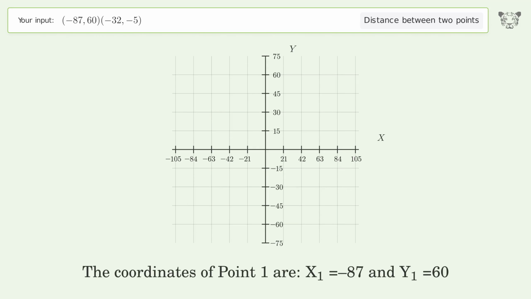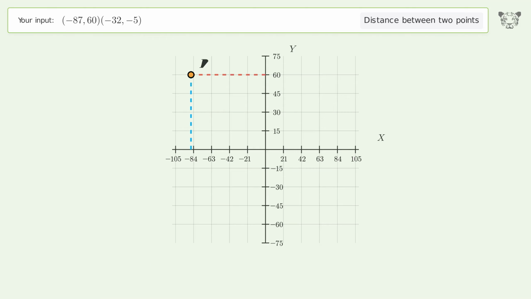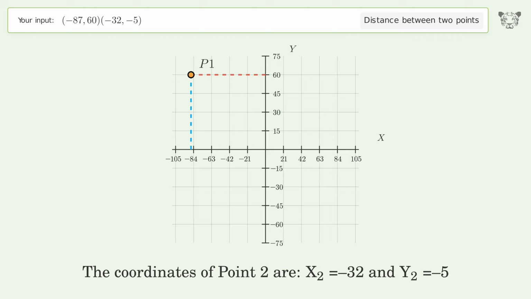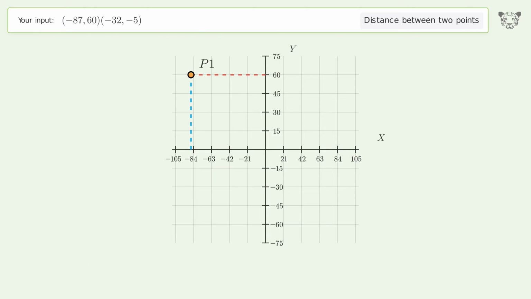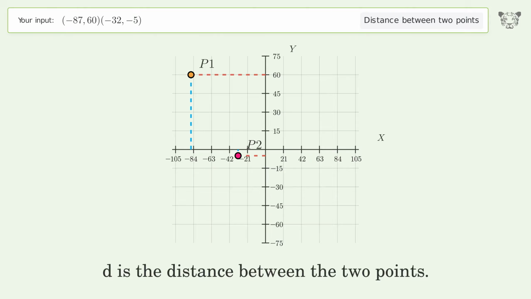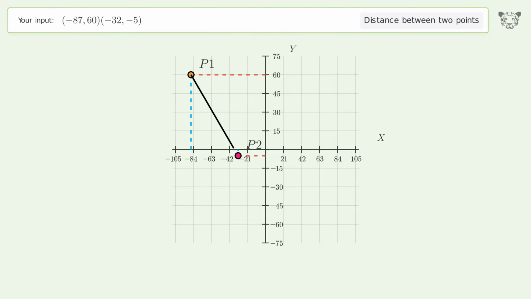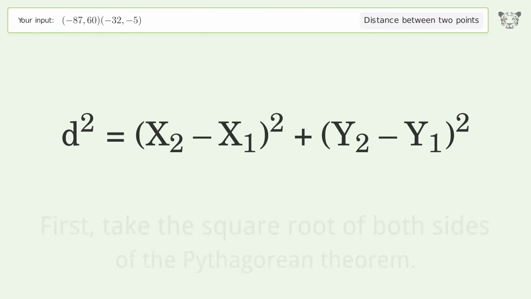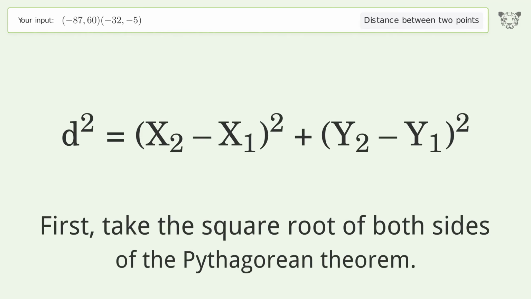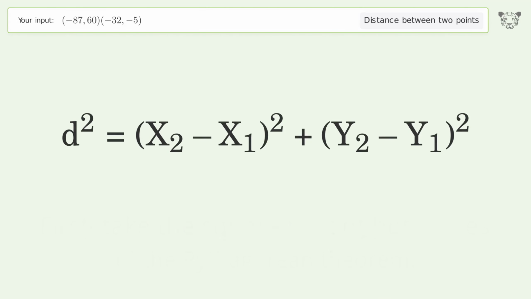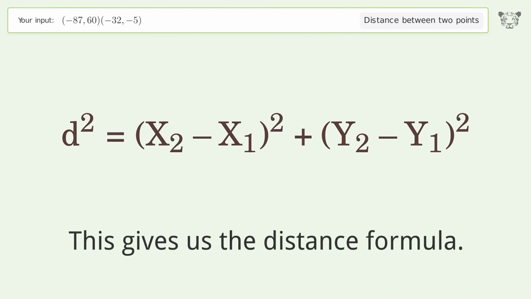The coordinates of point 1 are x1 equals -87 and y1 equals 60. The coordinates of point 2 are x2 equals -32 and y2 equals -5. D is the distance between the 2 points. First, take the square root of both sides of the Pythagorean theorem. This gives us the distance formula.